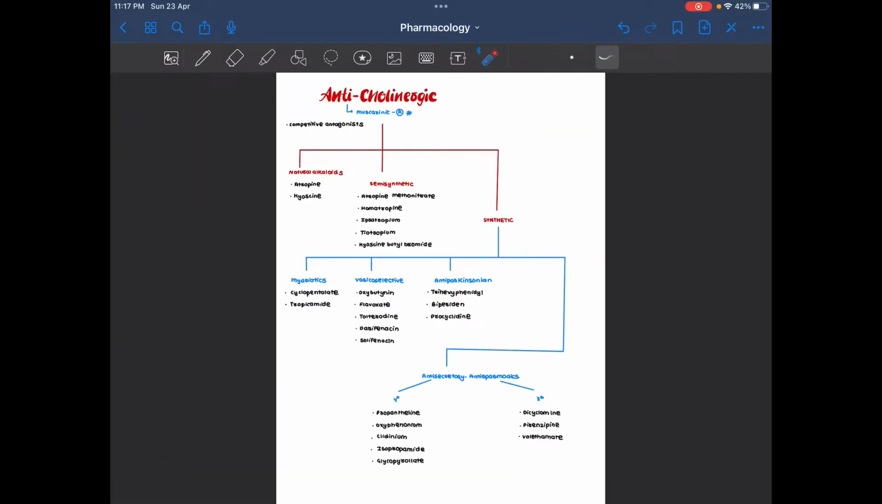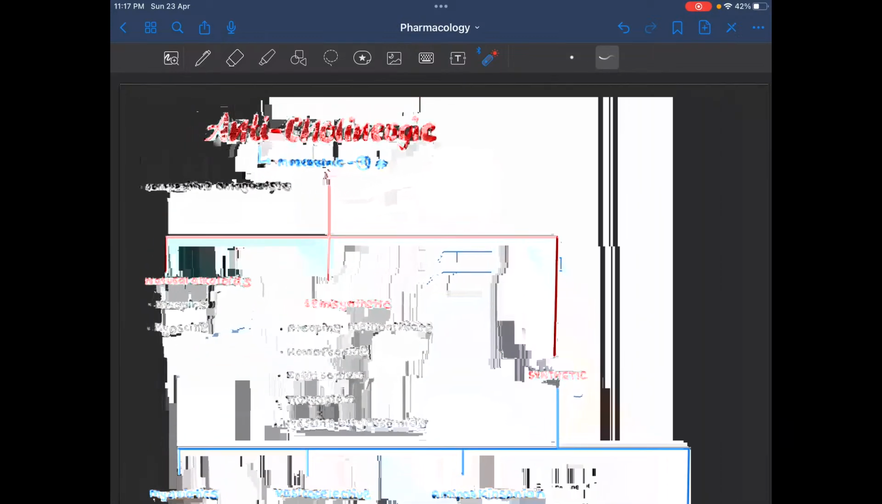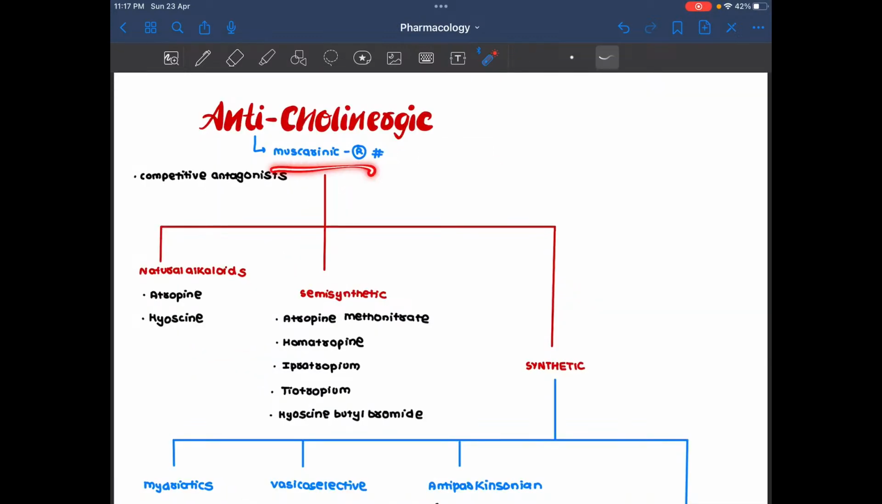And now, the last drugs that I'm going to talk to you about are the anticholinergic drugs. They're also known as muscarinic receptor antagonists. I'm saying anticholinergic because they are also known as ganglion receptor blockers.